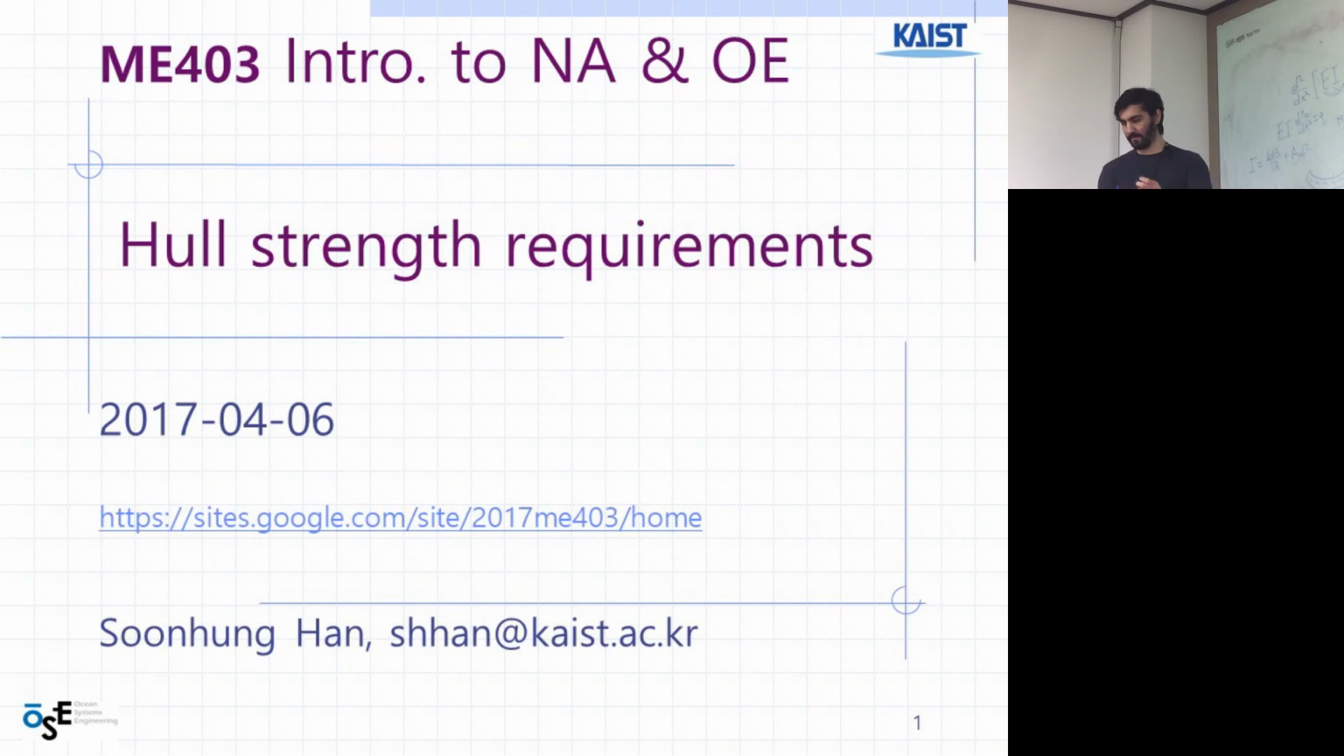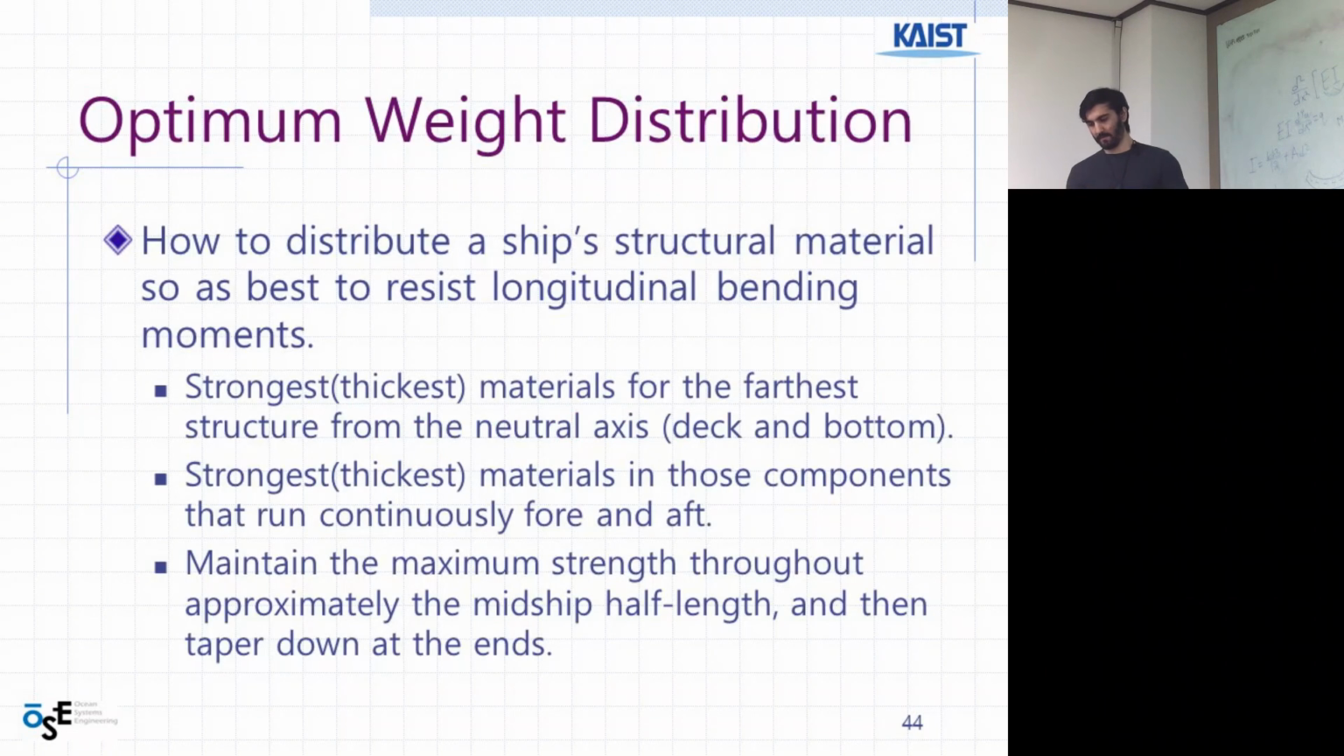Optimum weight distribution. These are tips for better weight distribution for the material under stress. The strongest materials should be farthest from the neutral axis for the given reasons. For parts that run continuously, again the material should be strong, and in order to maintain the maximum strength, the midship half length also should have stronger and thicker material.